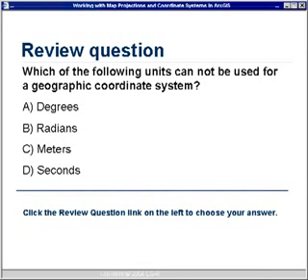So now we have our first review question. Which of the following units cannot be used for a geographic coordinate system? A, degrees, B, radians, C, meters, or D, seconds? Please click the review question link on the left to choose your answer, and I'll give you the answer in a few slides.